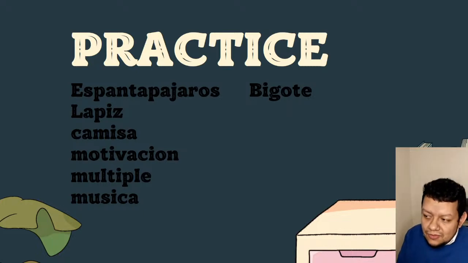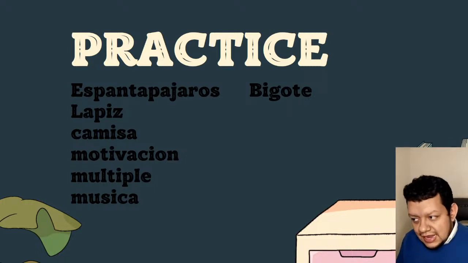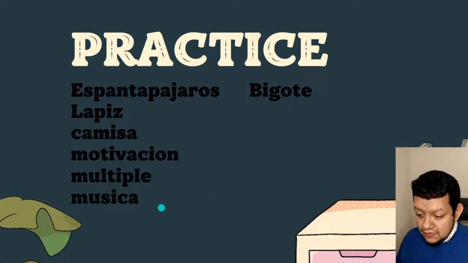And then there's another practice word, bigote, which means mustache. Bigote ends with an E. We don't put an accent mark on that, because it ends with a vowel. Bigote. Alright, let me go ahead and move on.